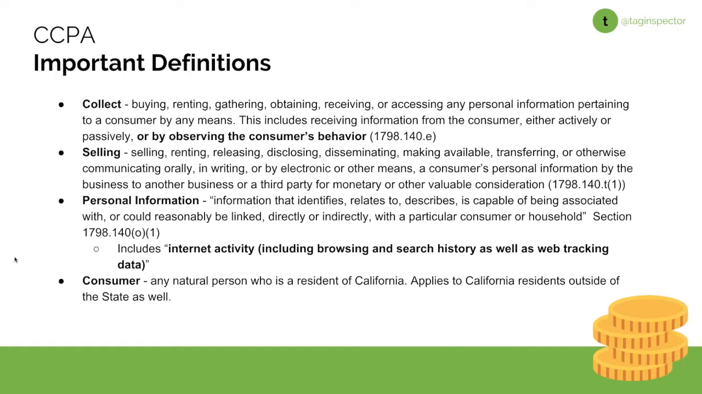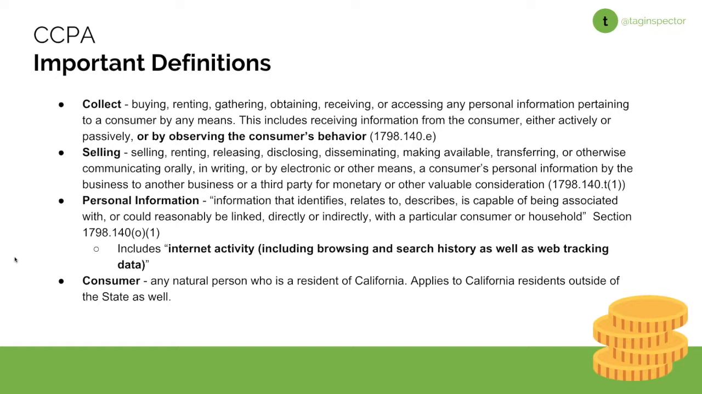So when it comes to collecting, buying, renting, gathering, obtaining, receiving any personal information pertaining to a consumer by any means, that includes, it's highlighted there, observing the consumer's behavior. If you're doing any kind of web analytics on your website, if you're tracking campaign performance on your website, you are observing consumers' behavior. As well as if you're doing any type of audience creation, pulling in third-party data sets, working with ad servers or ad networks, you would be obtaining and receiving information about users.